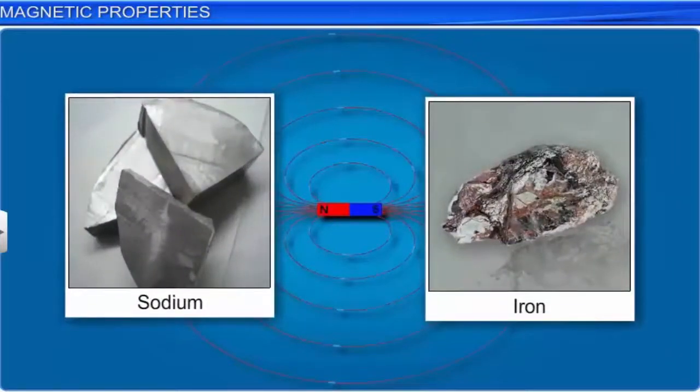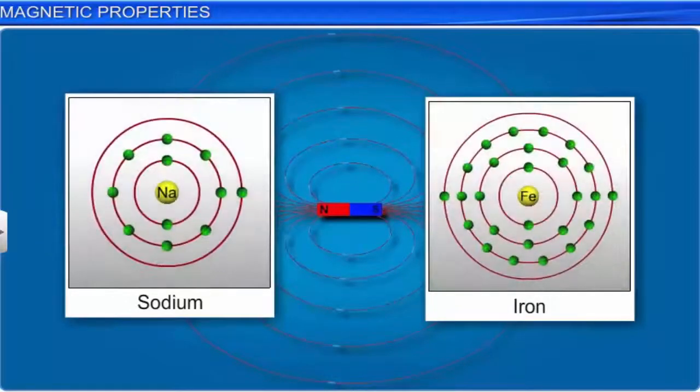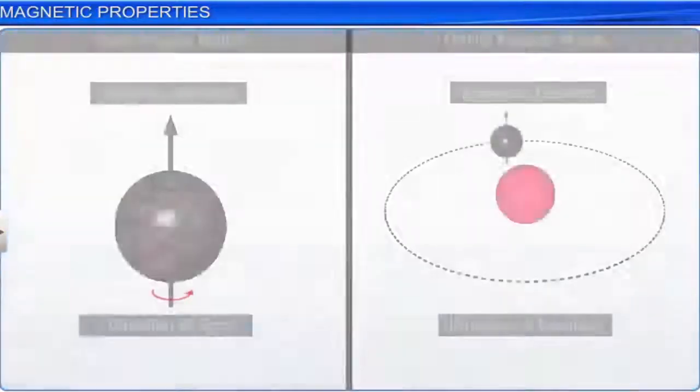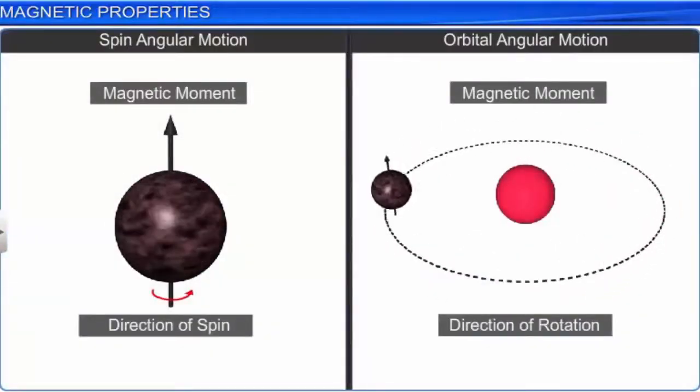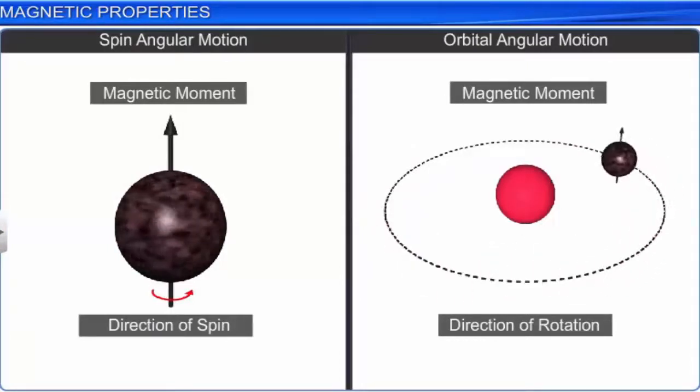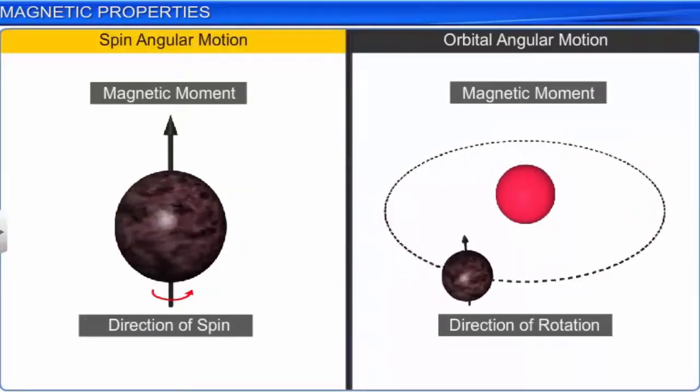Every substance is associated with some magnetic character. The magnetic property of a substance is due to the presence of electrons. Each electron in an atom is regarded a micromagnet. The magnetic moment of an electron originates from 2 types of motions, known as spin-angular motion and orbital angular motion.